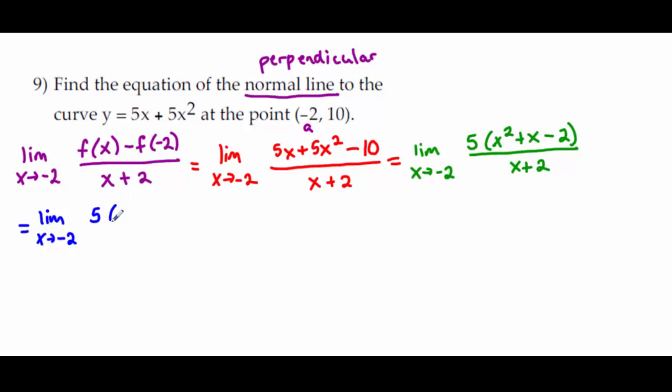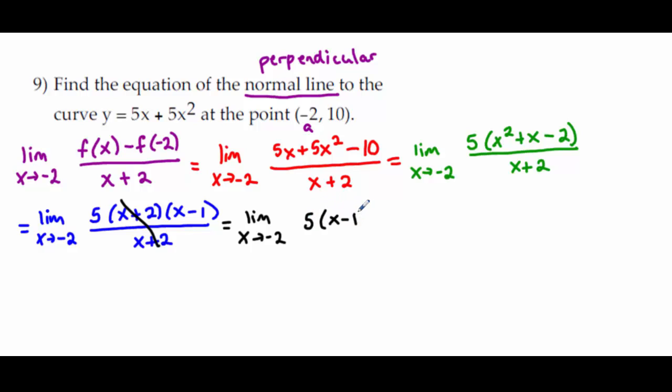So now I need to say what multiplies to get -2 that adds to get 1, which will give me +2 and -1, which is great because then the x plus 2's cancel, leaving me with 5 times x minus 1. That's what I need to plug -2 into. So this is 5 times -2 minus 1, which is 5 times -3, which is -15.